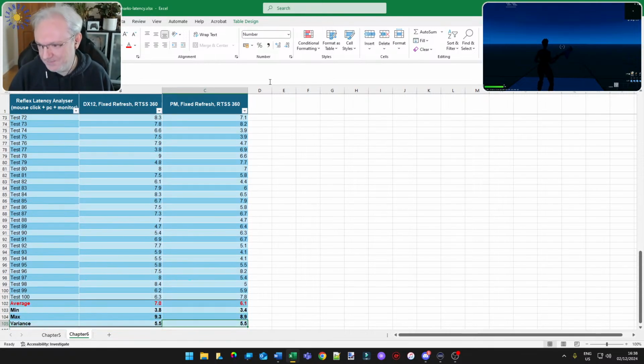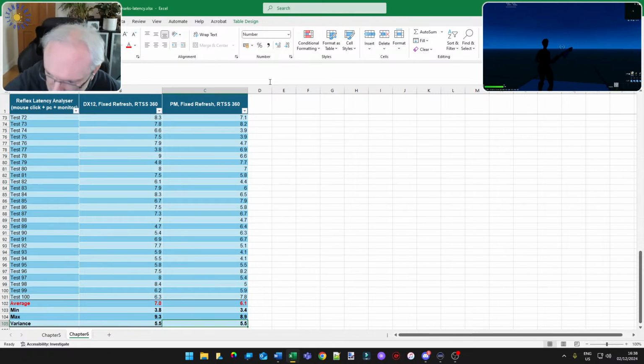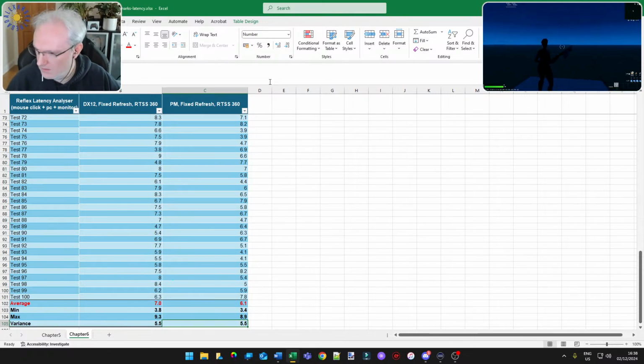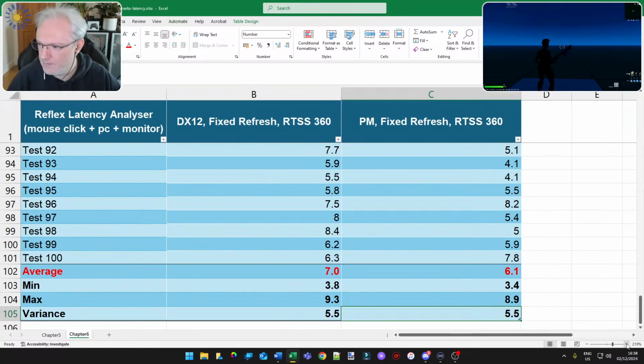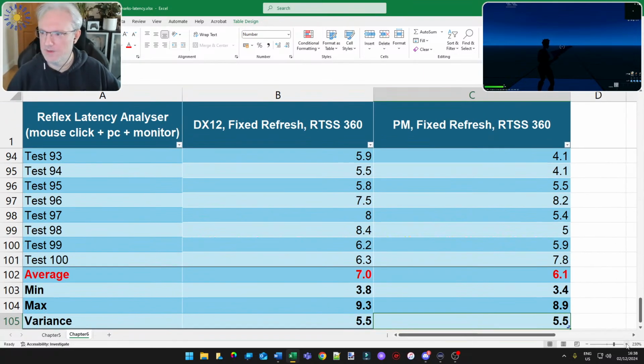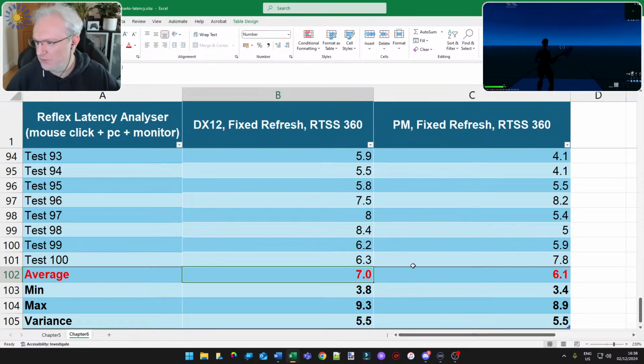I predicted 6. There we go, ladies and gentlemen. So interesting that the variances are the same. Let me zoom in on this for you guys. That's bigger. Probably should have done that at the beginning, shouldn't I? Right, so average DX12 7, performance mode, which is DX11, 6.